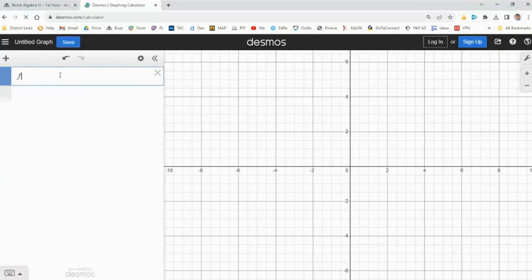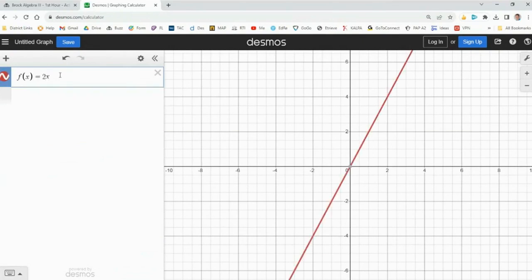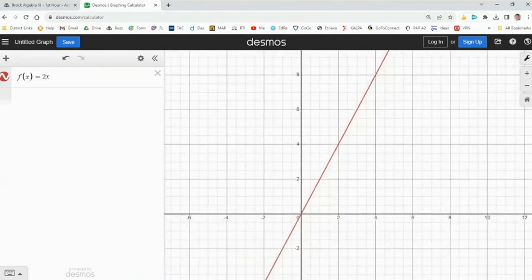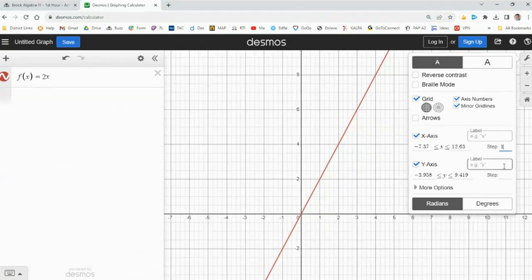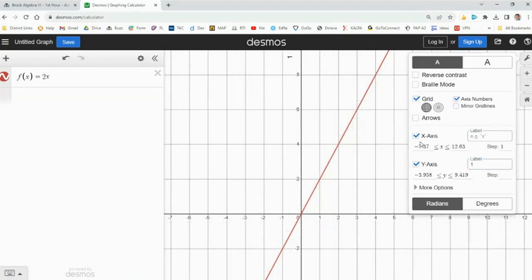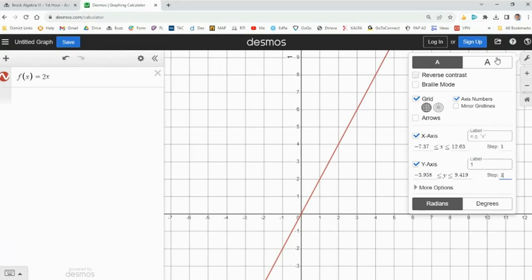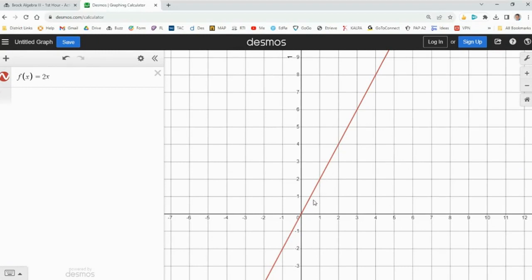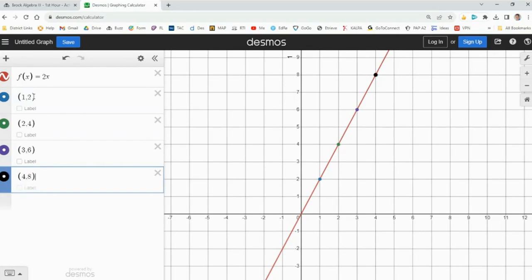f of x equals 2x. That was our first function. I change this again where it just shows by ones. I don't want all these little halves. Oh, step 1. There we go. All right. And remember, we said it had the points 1, 2, 2, 4, 3, 6, and 4, 8.